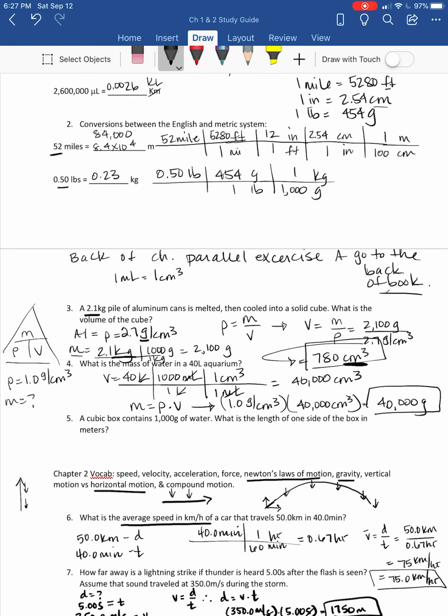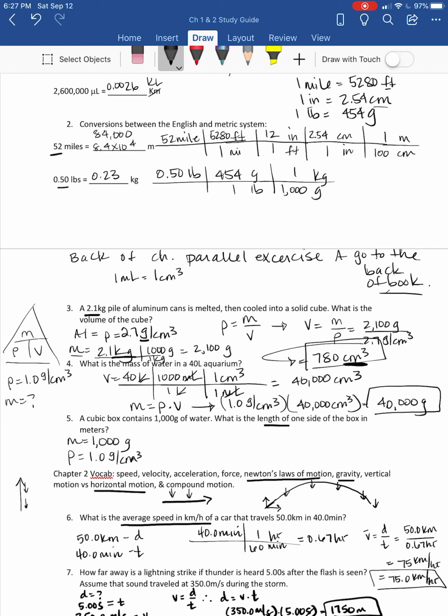Okay, now for number 5, let's see. We've got a cubic box contains 1,000 grams of water. What is the length of one side of the box in meters? I know that this one was a confusing one for some people. Okay, so first off, the mass that it gave was 1,000 grams. And again, we're talking about water, so 1. Okay, and this is wanting us to find the length of one side.